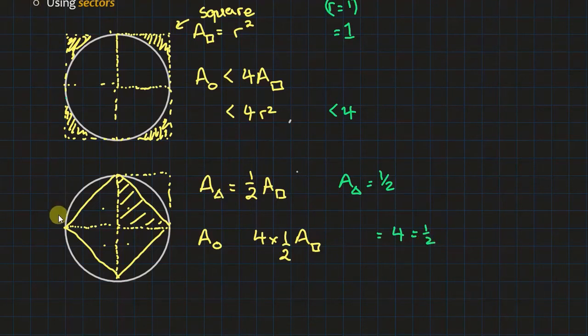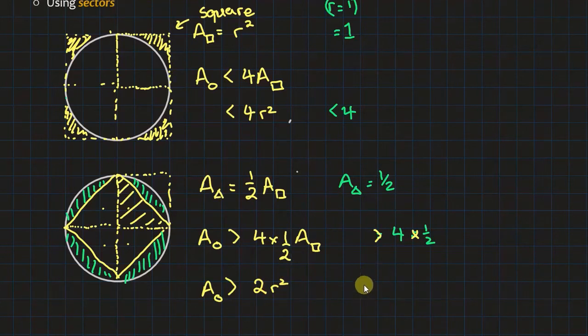But if we have a look on the outside, there's a bit extra then. So the circle is bigger than the area of that square. So the circle is bigger than this number. It's bigger than, well, that should be 4 times a half. So let's simplify as much as possible and substitute in. So the area of the circle is bigger than 4 times a half, which is 2. Area of my square is r squared. If you're working in numbers, area of the circle is bigger than 2.